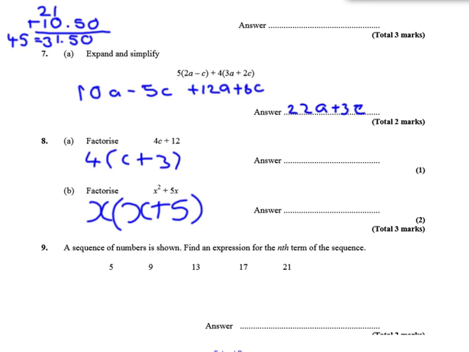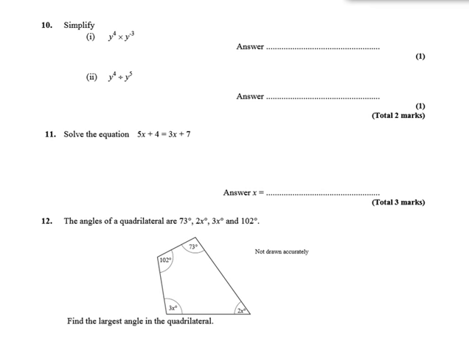Right, on to question number 9. So we've now got Amar, who's going to do a bit of nth term for us. We have to find the nth term of this sequence. Now the sequence goes up in 4s, so we must have 4n. And then to get the first term 5, 4 plus 1 makes 5. Thank you, Amar.